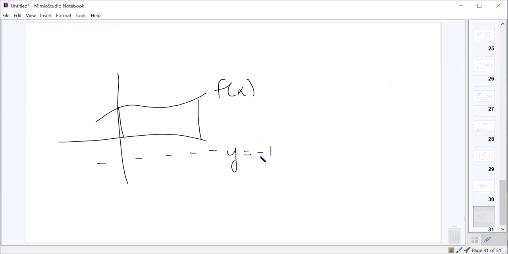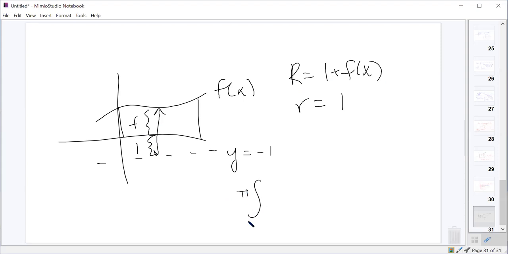The same thing's going to apply, except we're going to have an outer radius and an inner radius. So the outer radius is the distance from the function to -1. Well, this is f and this is 1. So your outer radius ought to be 1 plus f of x. Your inner radius is just 1. That doesn't change. And so you would do pi times the integral from a to b of your outer radius squared minus your inner radius squared dx. Good or no?